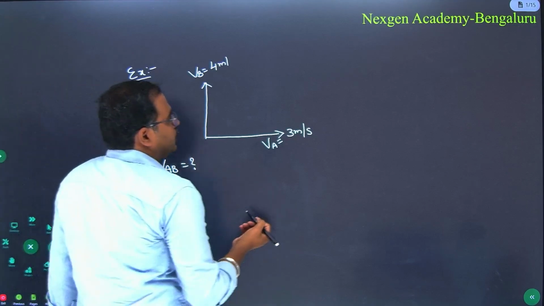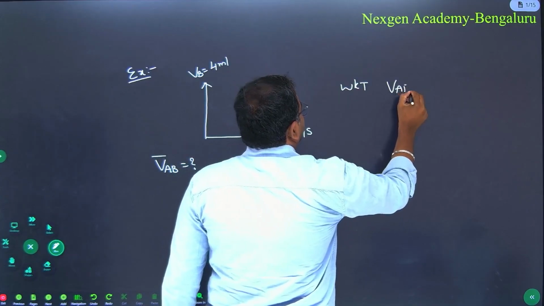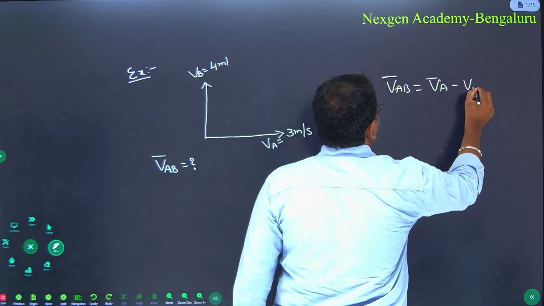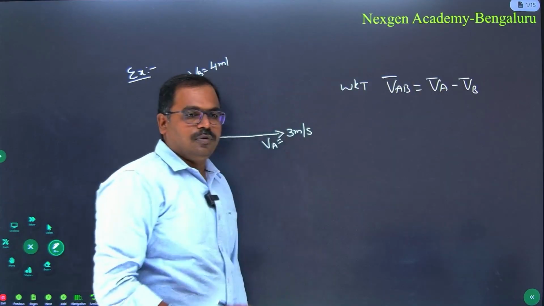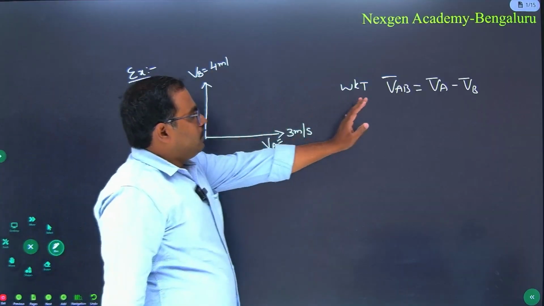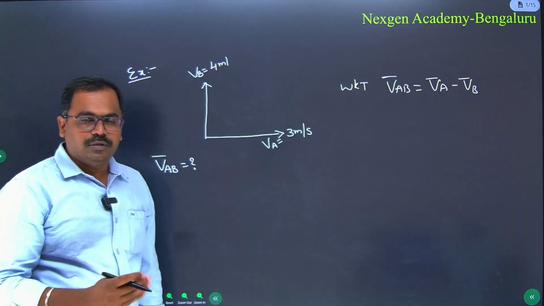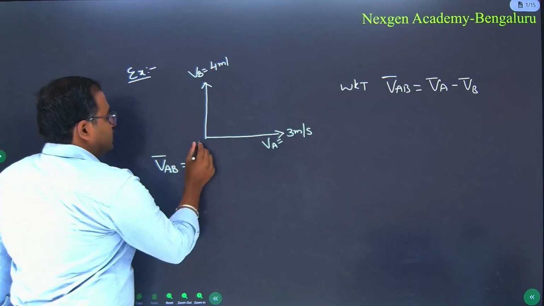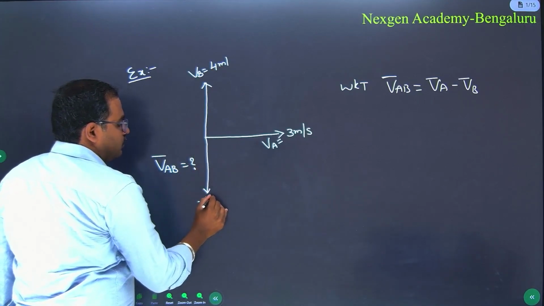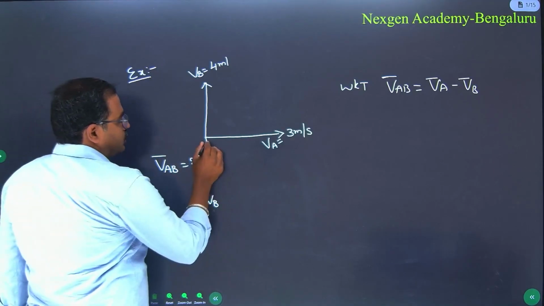Here we know that velocity of A with respect to B is equal to VA minus VB. This is the usual formula we have. Now VA we have, but minus of VB we do not have, so we have to consider this negative vector here. This is minus VB, and the resultant is in this way.